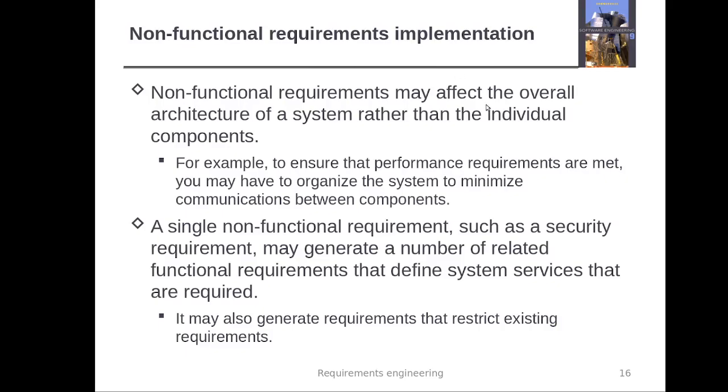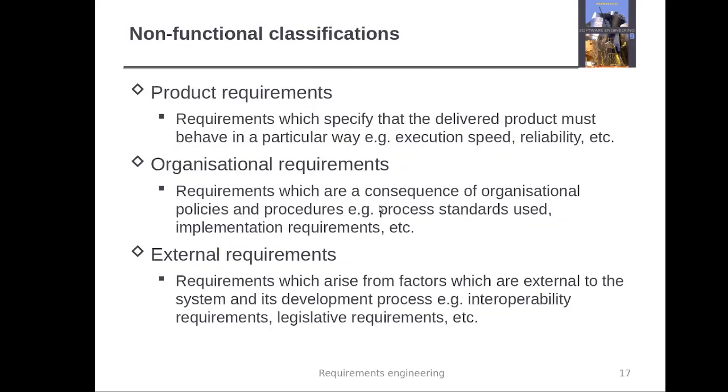So these are a few things about non-functional requirements. You have already seen that we have classified them as product, organizational, external. Let us see this, we have some examples also. Product requirements specify that the delivered product must behave in a particular way, like speed, reliability, etc. Organizational requirements are a consequence of organizational policies and procedures, like process standards, implementation requirements, these kinds of things. External requirements are those which are not internal.